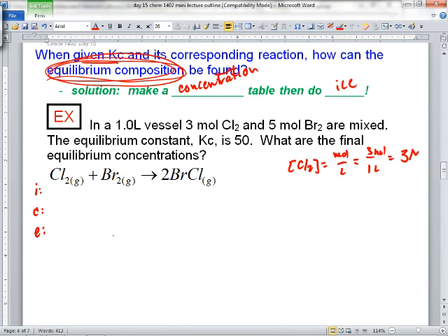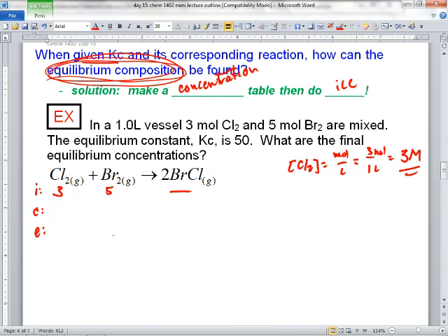But I just wanted you to realize that, because almost all the homework, they're not going to say 1 liter, all right? So this is going to be 3. Bromine, everybody, is going to be 5. How about the bromine chloride? Dash, right? Healthier than zeros, because dashes work for solids and liquids too.